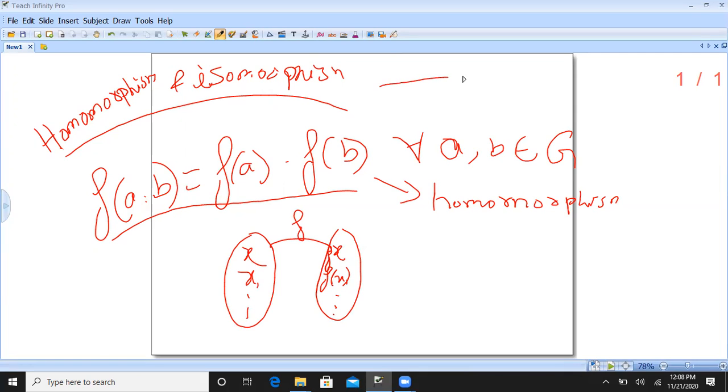So next, isomorphism means a mapping f from G to G bar is said to be an isomorphism.